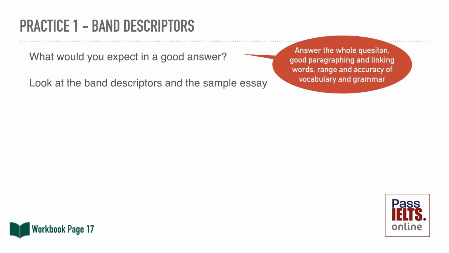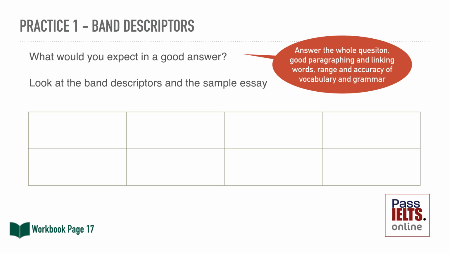Now you can look at the band descriptors in your book and the sample essay and decide what score you would give the candidate. Pause the video here and just start it again when you're ready. As you can see, the candidate gets a 9 in task response. This is because they answered the whole question, use their own opinions and give supporting arguments for each opinion. They also get a 9 in cohesion and coherence, as they had clear paragraphs with a topic sentence in each paragraph, which is important, as well as showing good use of linking words, as you can see in each paragraph.